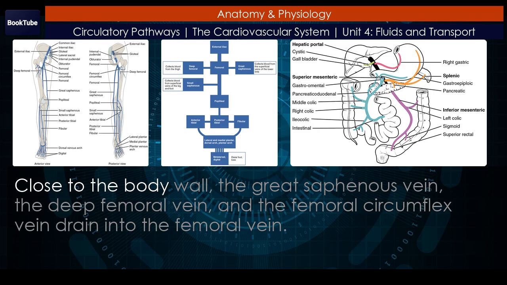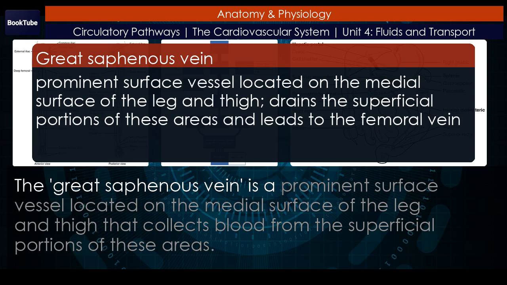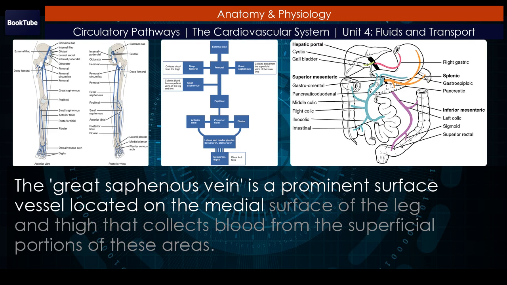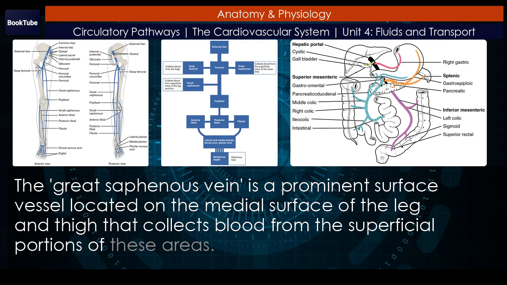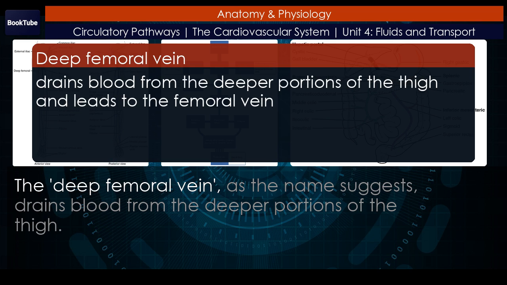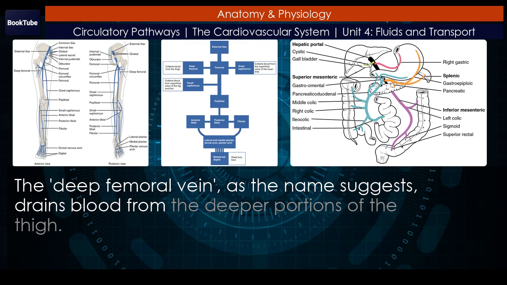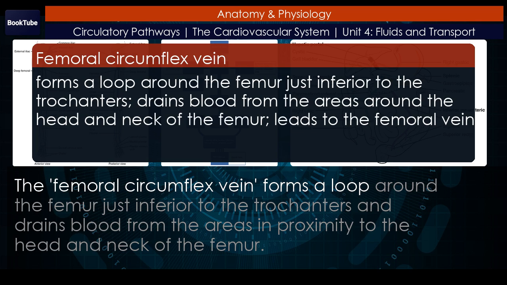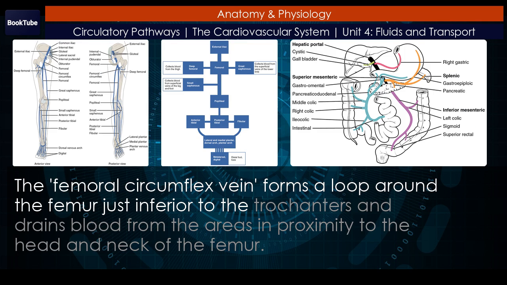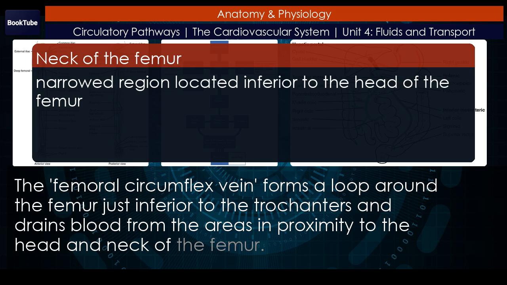Close to the body wall, the great saphenous vein, the deep femoral vein, and the femoral circumflex vein drain into the femoral vein. The great saphenous vein is a prominent surface vessel located on the medial surface of the leg and thigh that collects blood from the superficial portions of these areas. The deep femoral vein, as the name suggests, drains blood from the deeper portions of the thigh. The femoral circumflex vein forms a loop around the femur just inferior to the trochanters and drains blood from the areas in proximity to the head and neck of the femur.